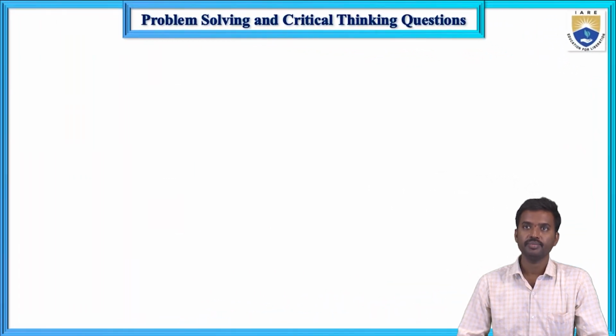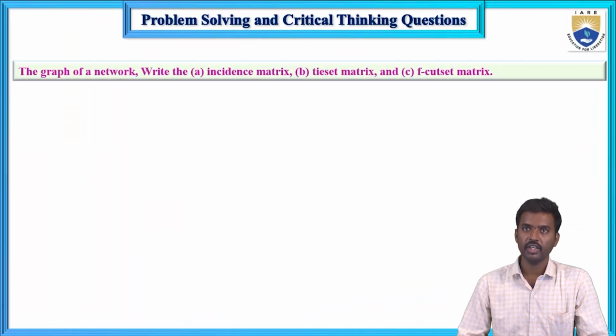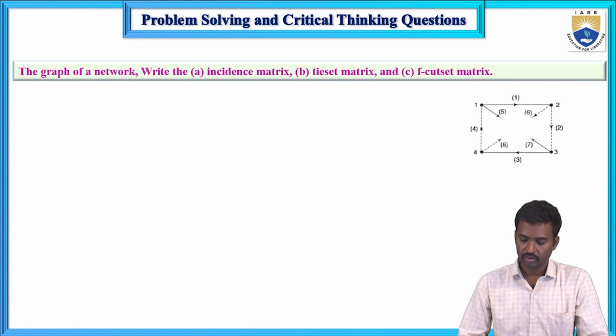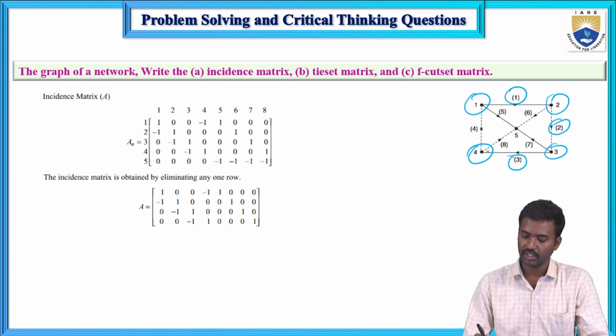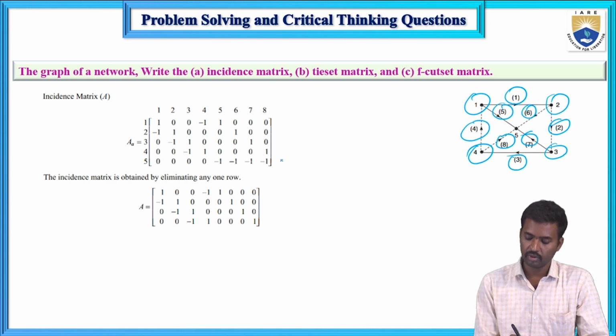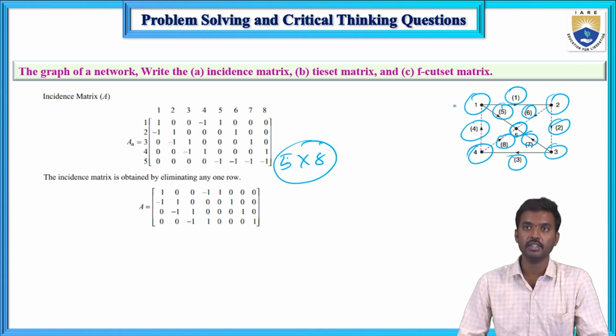Now for this graph network, write down the incident matrix, tie-set matrix, and cut-set matrix. So this is the number of nodes 1, 2, 3 and 4, and the number of branches 1, 2, 3, 4, 5, 6, 7, 8. So the total number of nodes is 5 and there are 8 branches. Here this is the incident matrix.